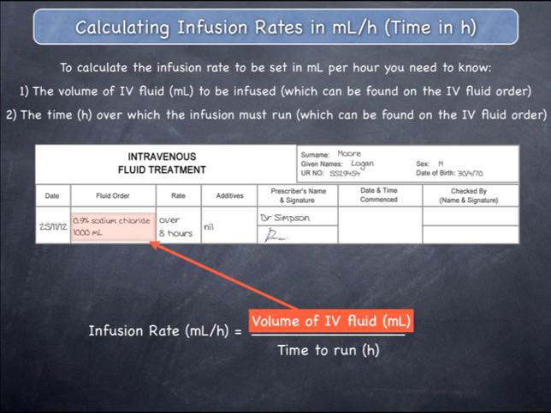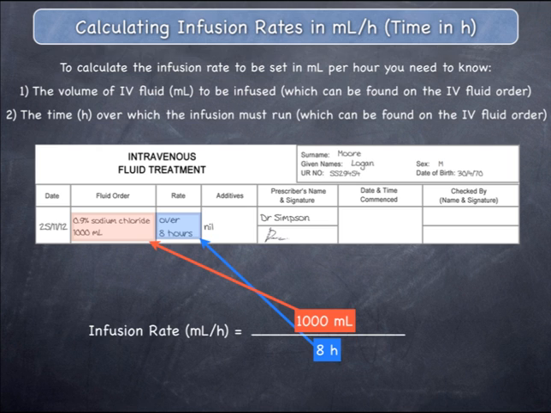The volume of IV fluid to infuse can be read directly from the IV fluid order. In this case, it is 1000 mils. The time over which the infusion should run is also written on the IV fluid order in the field called rate. In this case, it is 8 hours. The required calculation is shown.